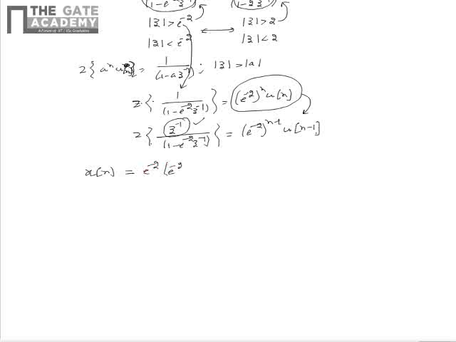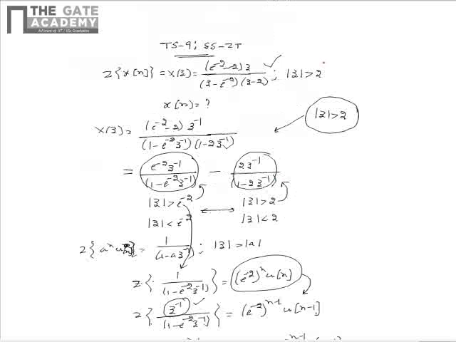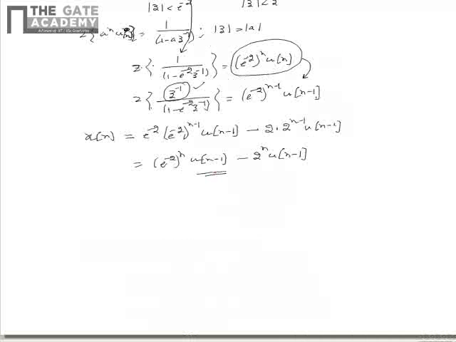From this we see that x of n can be finally written as e power minus 2 multiplied by (e power minus 2) whole power n minus 1 u of n minus 1 minus, for the second term similarly, 2 multiplied by 2 power n minus 1 u of n minus 1. This can finally be simplified as (e power minus 2) whole power n u of n minus 1 minus 2 power n multiplied by u of n minus 1. For the given X of z with the given ROC, we finally got the x of n as shown. Hence, the correct option is A.